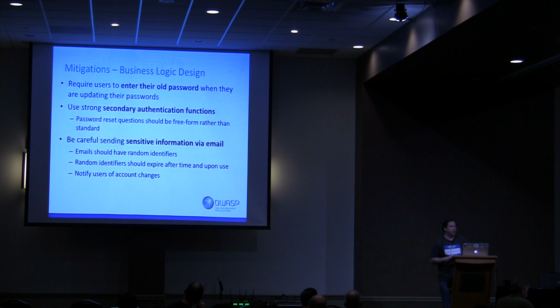We also want to use strong secondary authentication functions. What this means is when we're doing some sort of password reset, those password reset questions shouldn't be like, what color is your car, right? Because there's only certain colors out there. There's an interesting story, it's a little bit dated now, but back when Sarah Palin was running for president, she could see Alaska from her house, right? Or Russia from her house, rather.